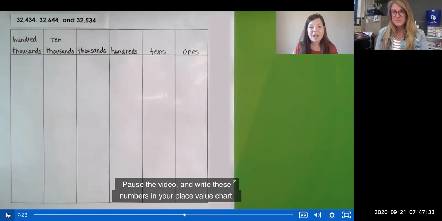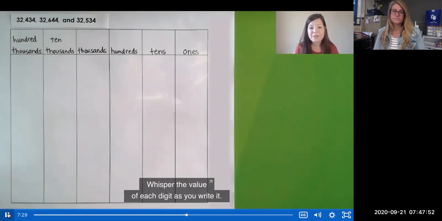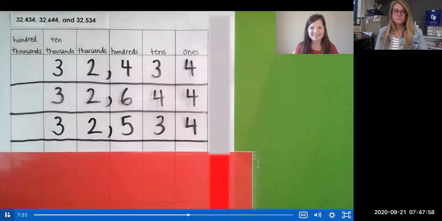We're going to pause between when I feel like we need to, but make sure if you get confused, you pause and rewind. Pause the video and write these numbers in your place value chart. So go ahead and do that on your own. Whisper the value of each digit as you write it. So here she's put her numbers into the place value chart. You can easily see which numbers we're going to compare, but she's going to walk you through it.